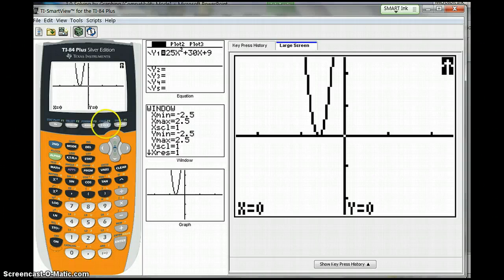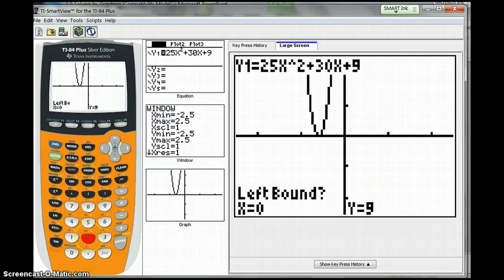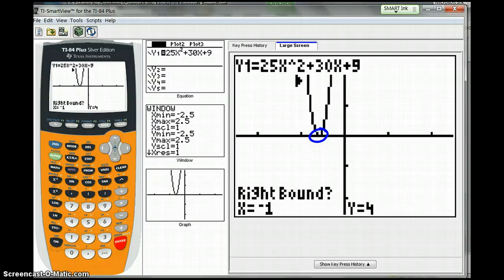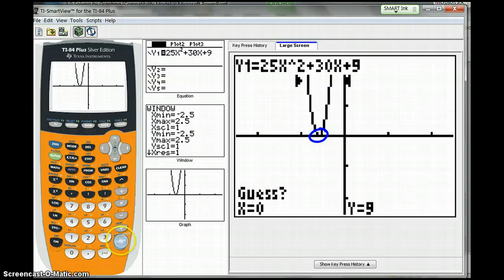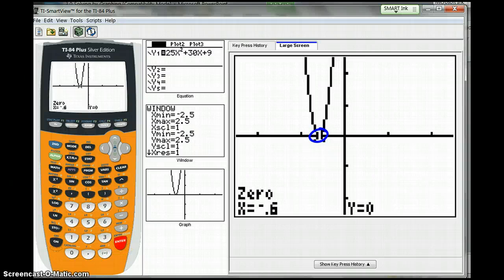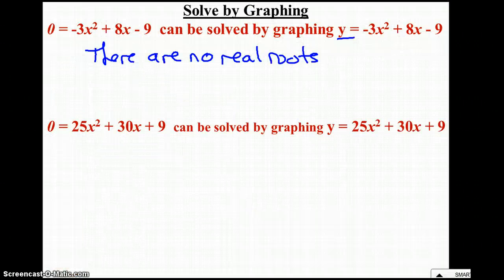So second, calculate the 0. So we're looking for this x-intercept. Again, left of that, maybe negative 1 is left of that. And it looks like positive 0 is right of that. Make a guess, and we're good. And that x-intercept is negative 0.6. So we can state the solution to this equation is x equals negative 0.6. That's the only one that works. Verify it on your calculator. Make sure that's true. That is a good solution.